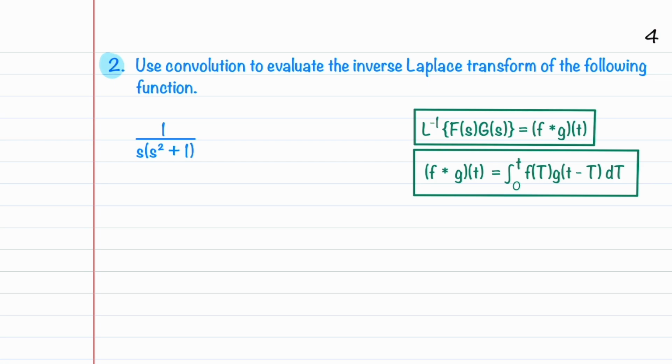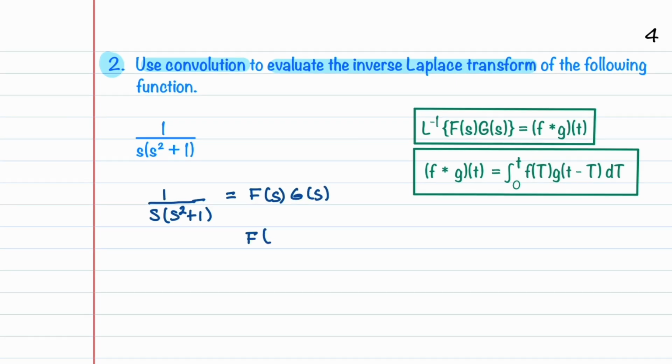In this second example, we want to use convolution to evaluate the inverse Laplace transform of the following function, 1 divided by s times the quantity s squared plus 1. The function that we're given is the product of two functions. So we're going to write this as 1 over s times s squared plus 1 is equal to f of s times g of s. We can say that f of s is 1 over s and g of s is 1 all over s squared plus 1.